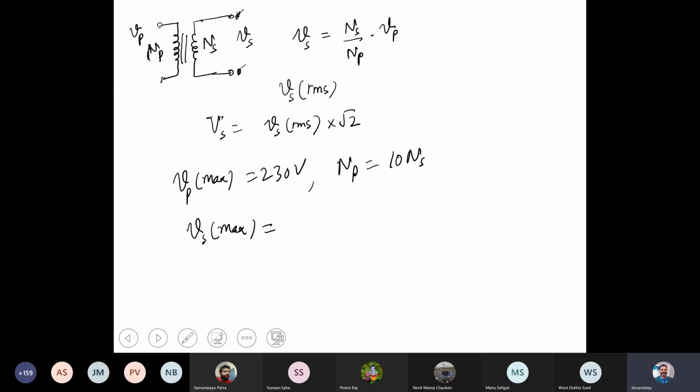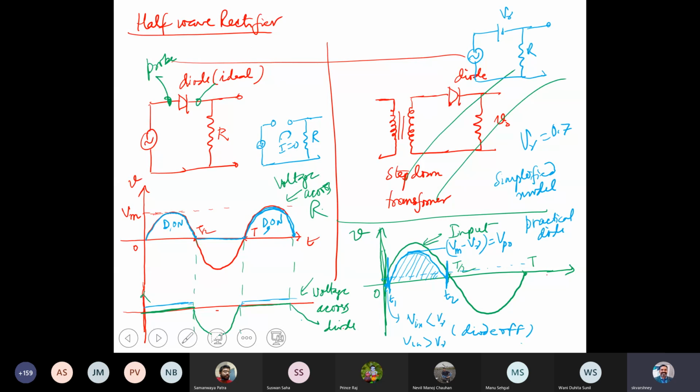The circuit remains the same, only the voltage level values change. I just gave a simple value in this example. With the transformer, only the voltage levels are different, but a similar kind of output will be visible.